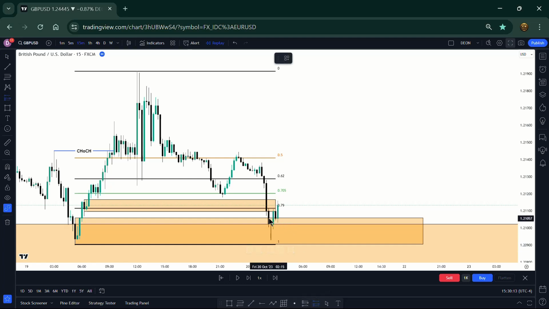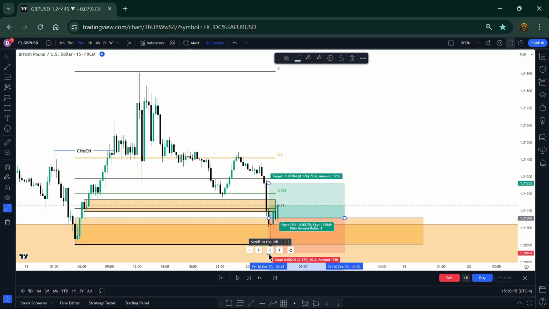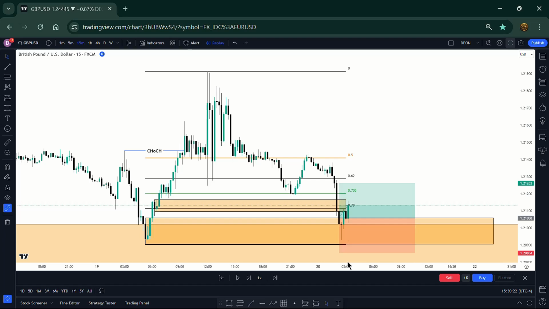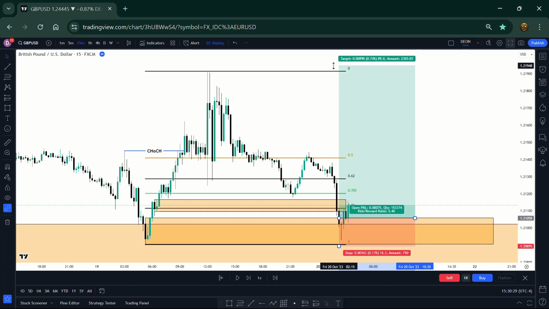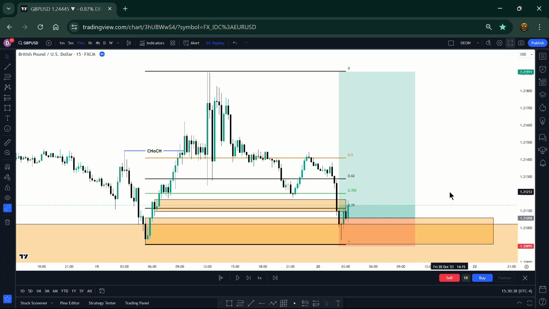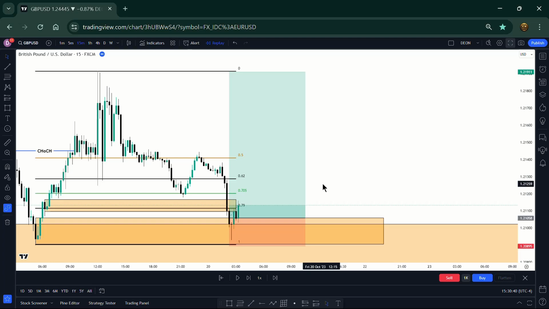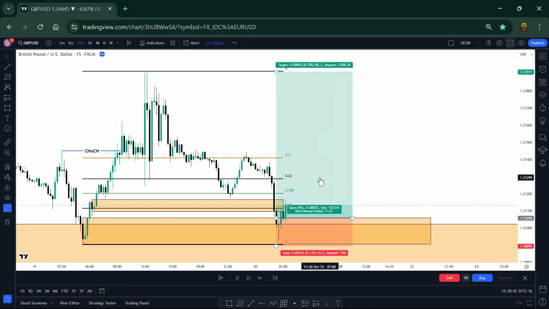You enter right here the moment it's just touched. The moment the POI is touched, you put your stop loss just down there. The first TP is supposed to be here. That is your first TP. This is a risk to reward ratio of 1 to 5, which is just enough, if it actually goes your way. So let's see.